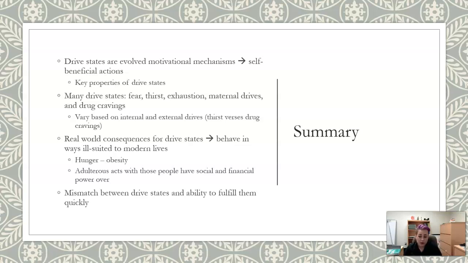There are real-world consequences for drive states. So all this to say that it's not an excuse to do whatever you wish, but that it may be an influencing factor. And a mismatch between drive states and the ability to fulfill them quickly may lead to some issues with people not understanding appropriate avenues for sating those drive states.